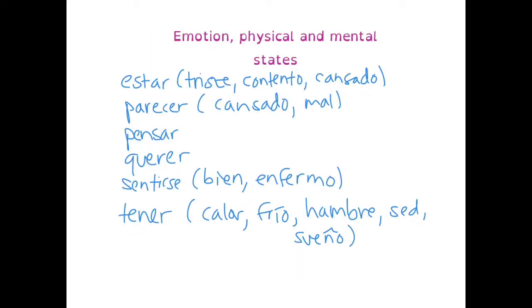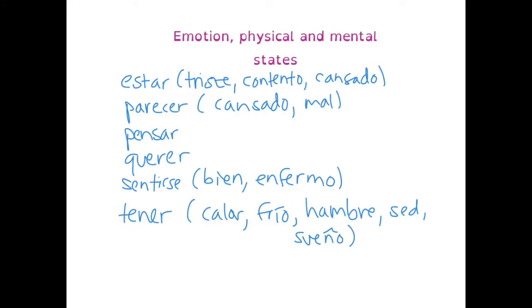Okay, let's talk about these vocab terms for emotion, physical, and mental states. They'll cue us in that the imperfect's used. So estar is used with emotions like sad and happy, but also states of being like tired, estar cansado. Parecer means to seem, cansado, tired again, mal, bad. Pensar, to think. Querer is to want, and that's going to come up more later. Sentirse is to feel, so to feel well or sick here.